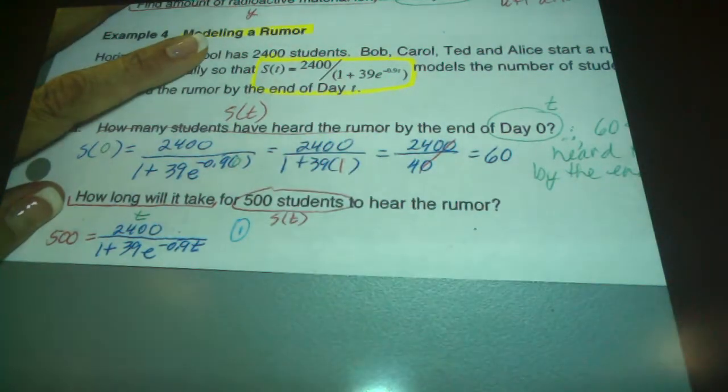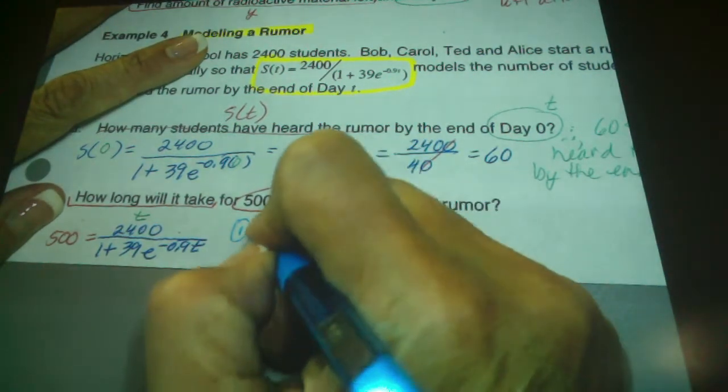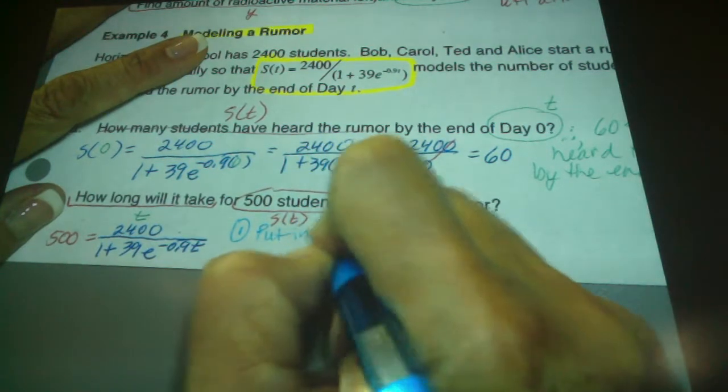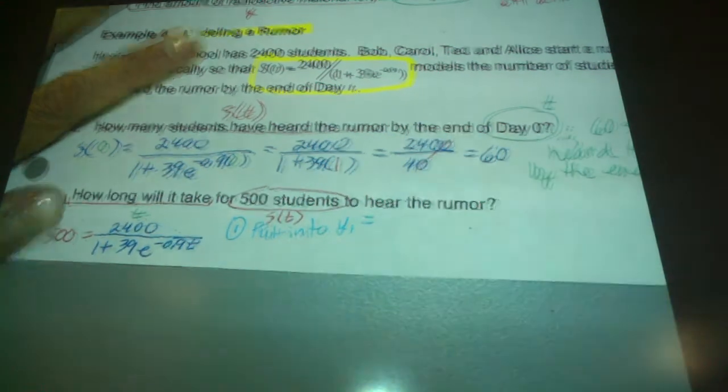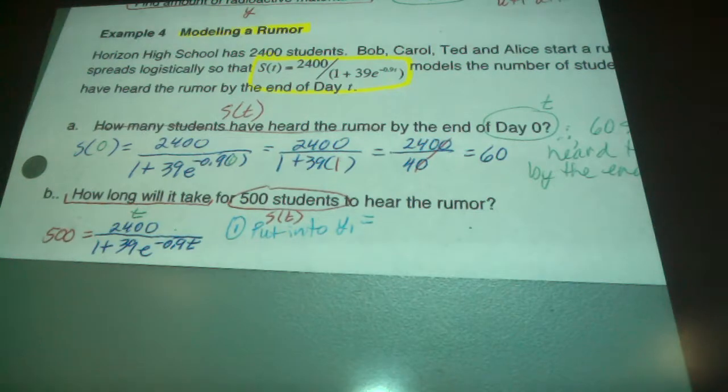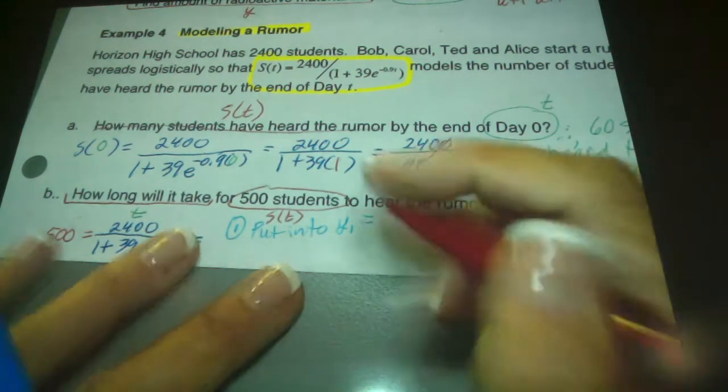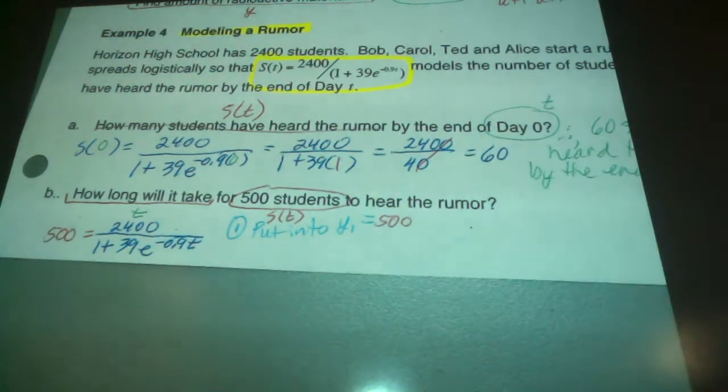You are going to put into y sub 1 equals, you go to your calculator, you're going to go to y equals, and the first y equals, you're going to put 500. That's going to create a horizontal line going through the y-axis at 500.